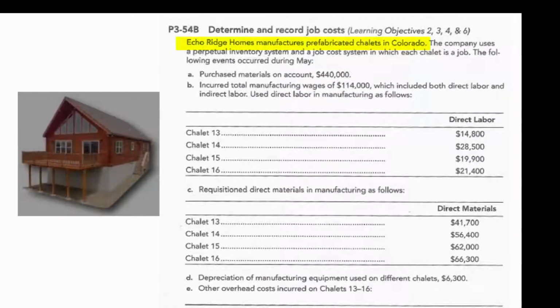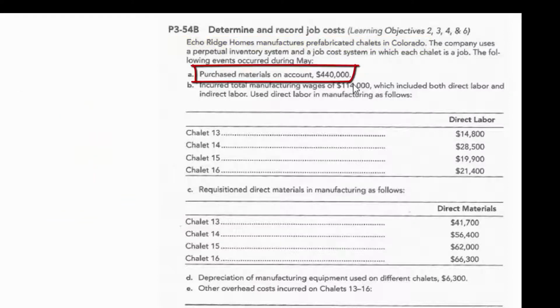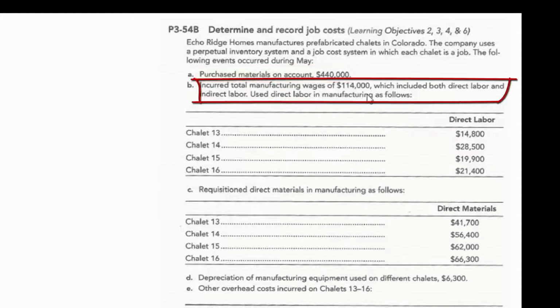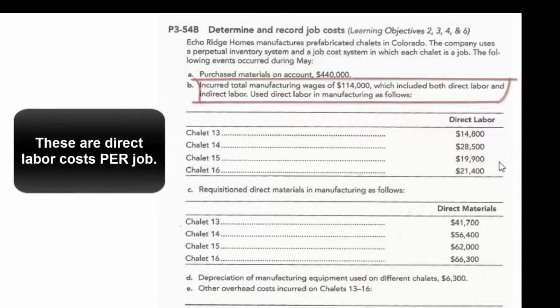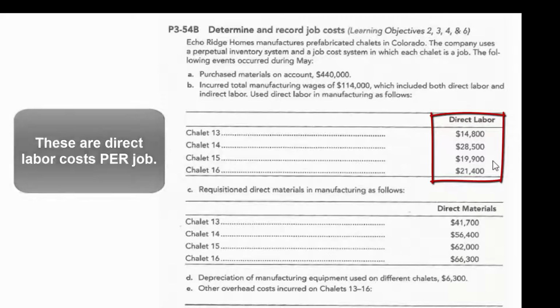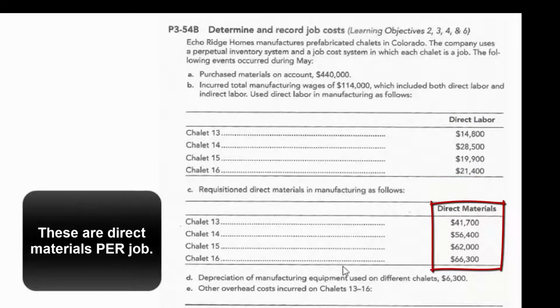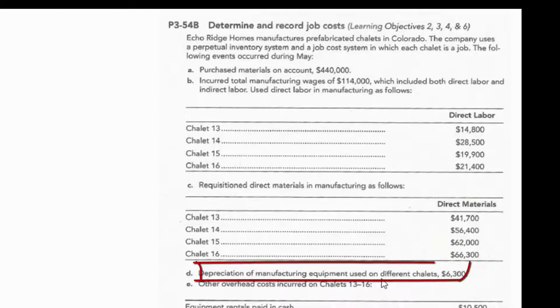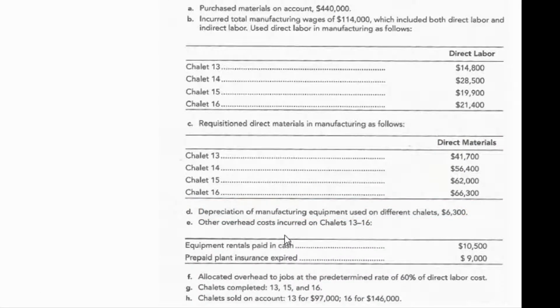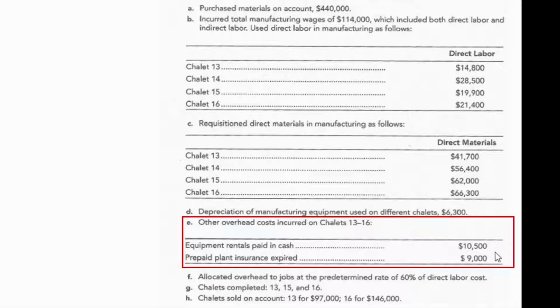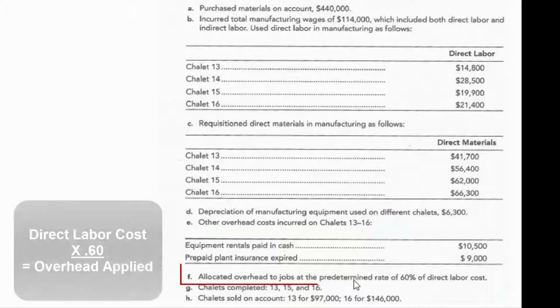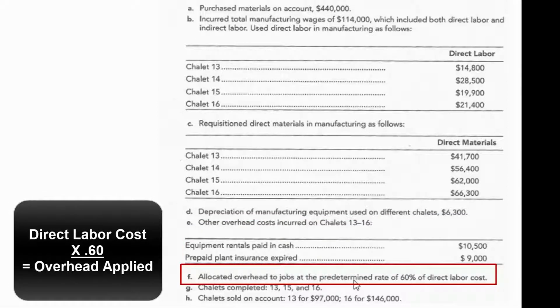Echo Ridge Homes manufactures prefabricated chalets in Colorado. Each chalet is a little bit different, so we have to keep track of the costs by chalet. During May, they buy materials for $440,000. They incur wages of $114,000. Some of that is direct labor. The rest will be indirect labor. They have some direct materials. We know that there's depreciation on the manufacturing equipment, and there's other overhead costs of equipment rent and prepaid insurance. And we're going to allocate overhead to the jobs at the rate of 60% of direct labor costs.